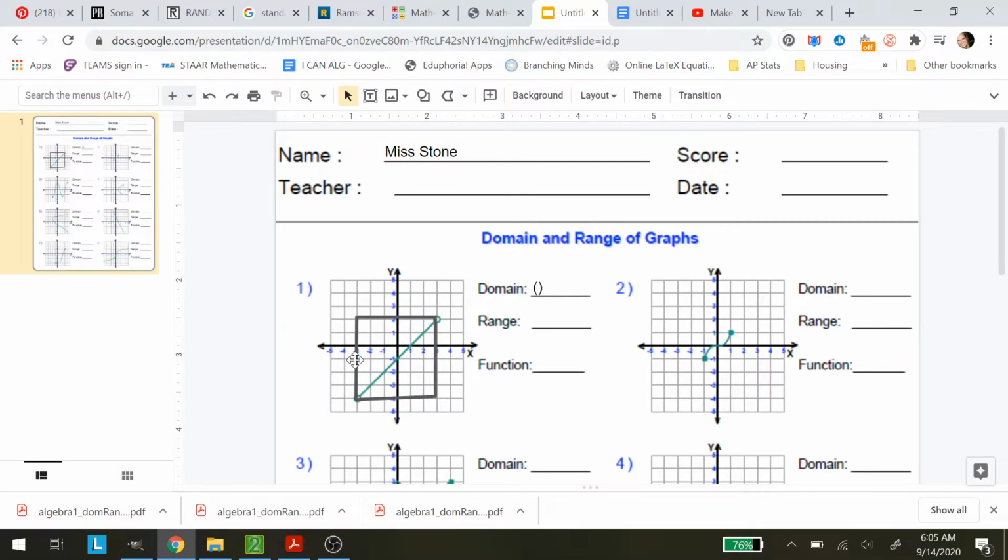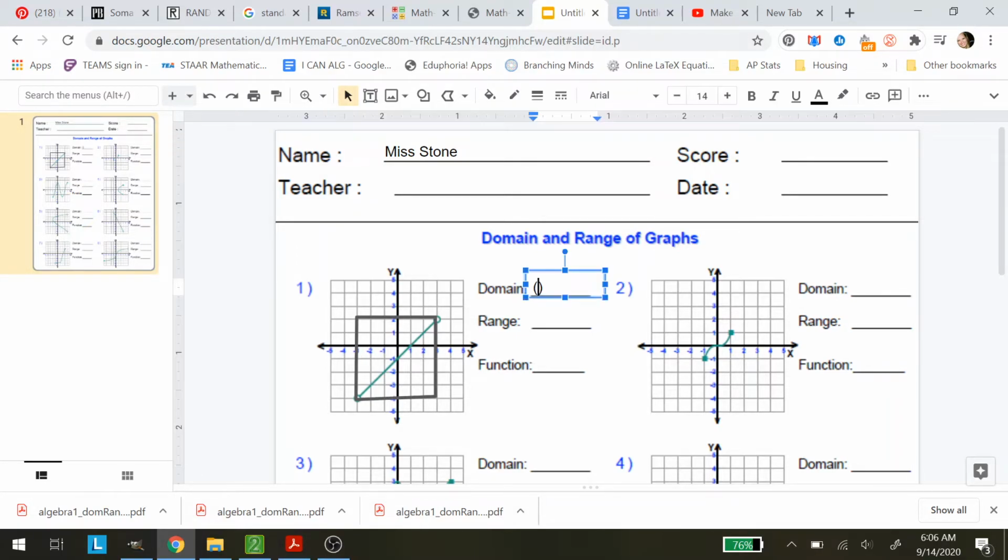If I go straight up, I'm at negative 3. Domain is always left to right. So I'm going to type in negative 3. The negative is by the 0, comma, and then all the way over, we're at positive 3. I'm done with domain. Grab a text box. Let's go range. Range is low to high. So we're at negative 4 at the bottom, and we're going all the way up to 2. Open on both of them.